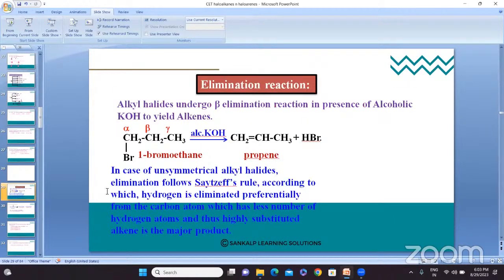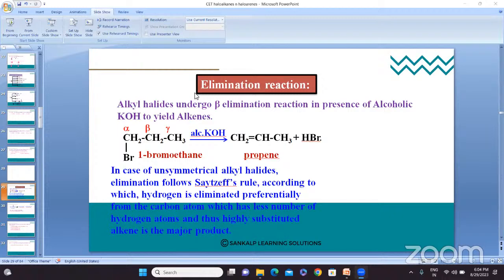Then we had started with elimination reactions. Alkyl halides undergo beta elimination reaction in the presence of alcoholic KOH to yield alkene. Whenever you have an unsymmetrical alkyl halide, the elimination will follow which rule? It will follow Saytzeff rule, right?